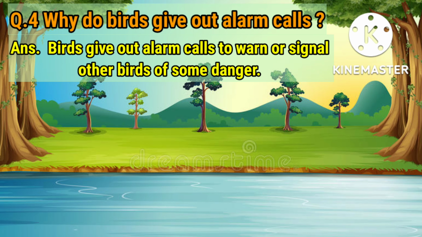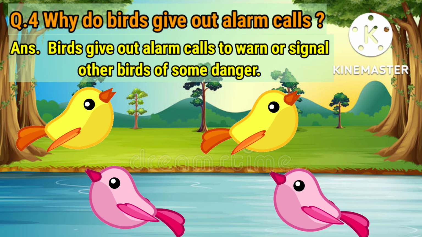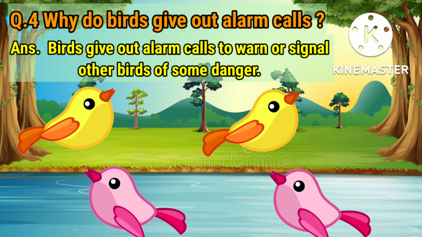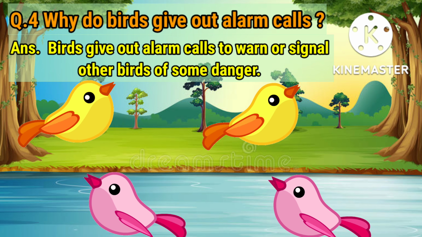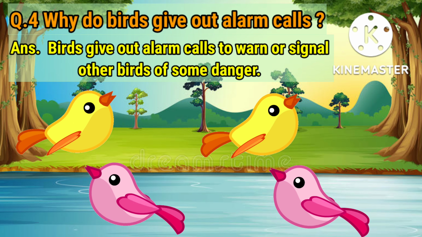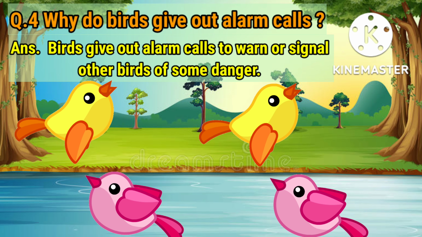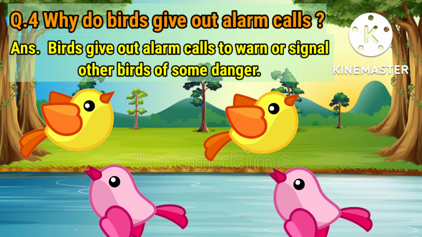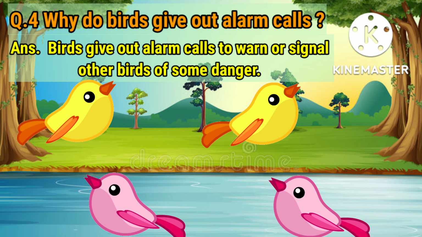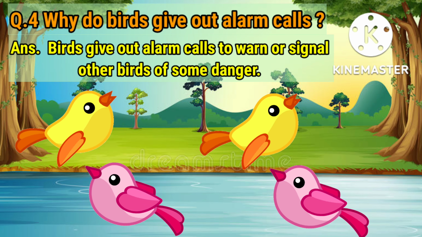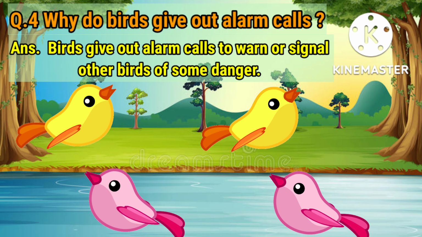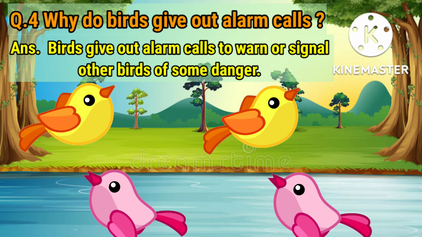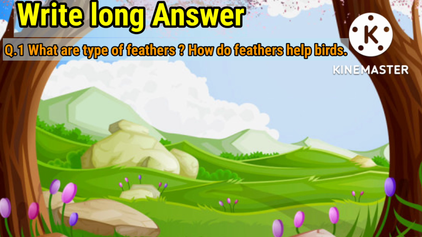Question number 4. Why do birds give out alarm calls? Answer. Birds give out alarm calls to warn or signal other birds of some danger. Listen, students. Alarm calls are the warning signal. Understand? Okay, now next is write long answers.